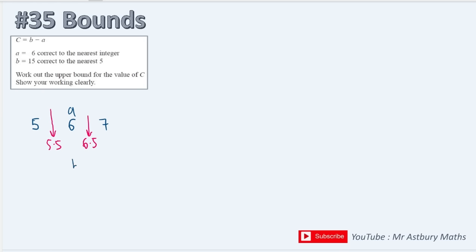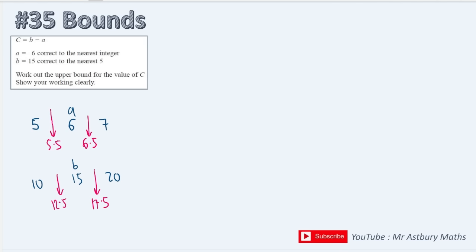So let's do it for B as well. So B, we put 15 in the middle, and then correct to the nearest 5. So if I'm going up in 5s, the next number would be 20. And if I was going down, it would be 10. And then the lower bound is in the middle of these two. So that's 12.5, and the upper bound is in the middle of those two, which is 17.5.